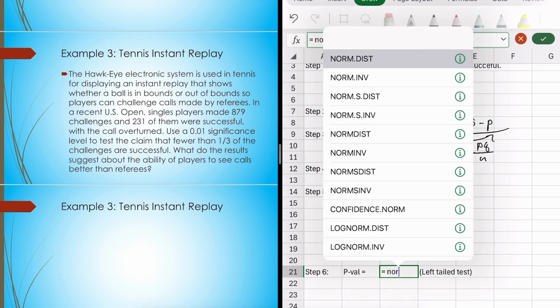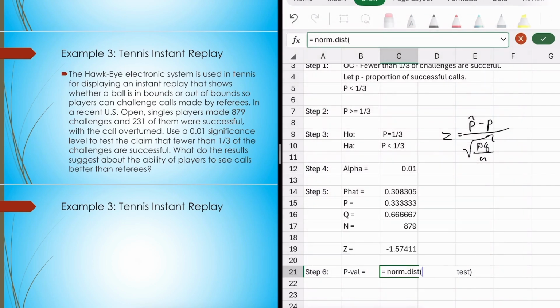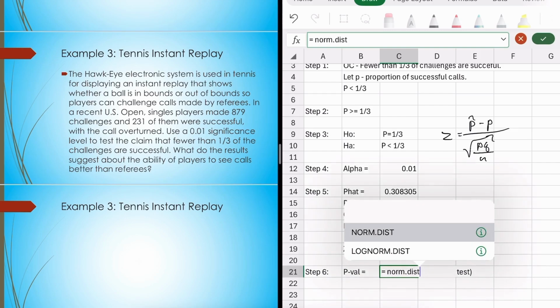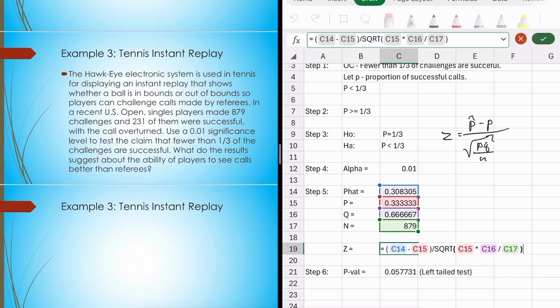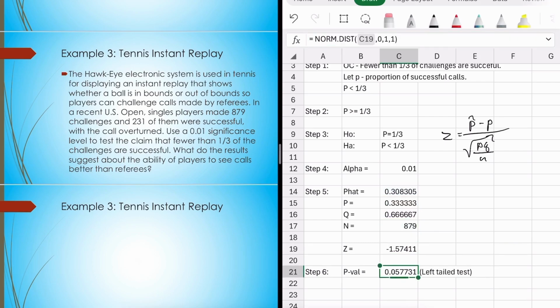Excel gives me that anyway, so I'm going to do NORM.DIST, press tab so that it fills in everything for me. Z, this is Z normally distributed. 1, standard normal distribution. Enter. You need to see the Z-score again. There's the Z-score. There's the p-value.